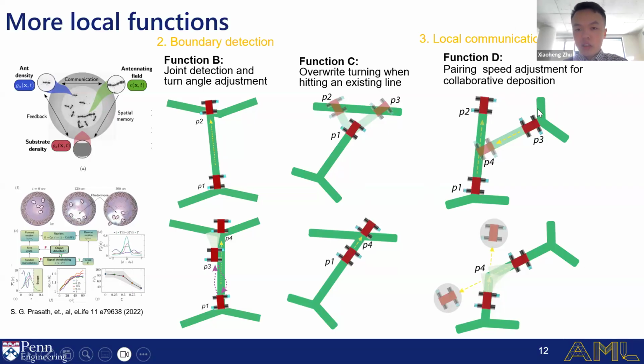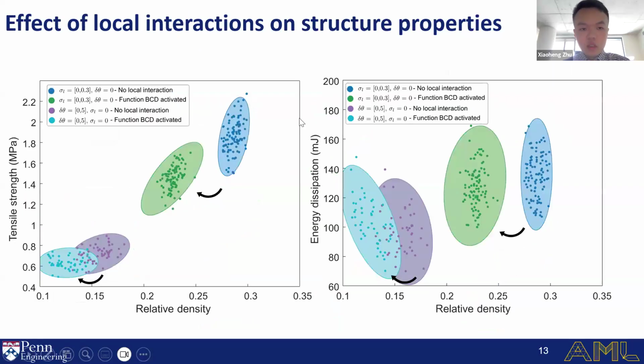Another function we add is called local communication between agents. For example, if two agents detect each other nearby, they will send signals to each other and merge together to form a single node instead.